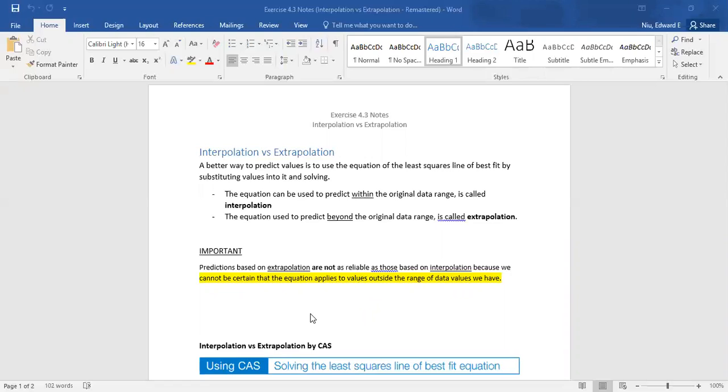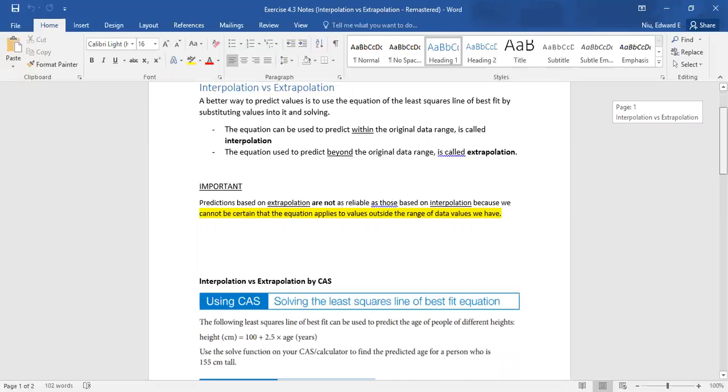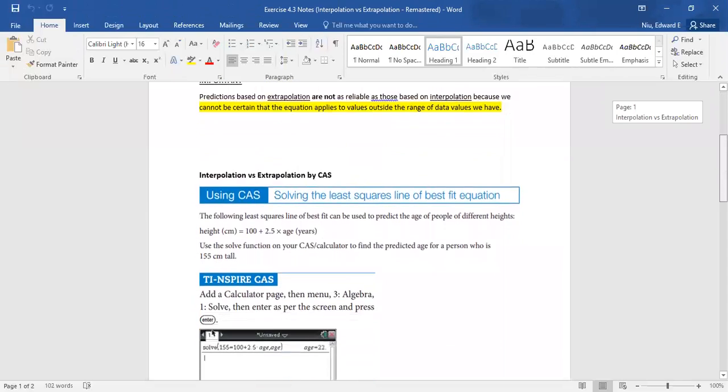But obviously when it's 2150, okay, I'm not going to be 155 years old, am I? I'm probably going to be dead. So, well, pretty much guaranteed to be dead. So that's the issue with extrapolation. There comes a point where that line stops applying to the data points because we're not sure if it actually continues forever. Okay, so interpolation is a lot more reliable than extrapolation.